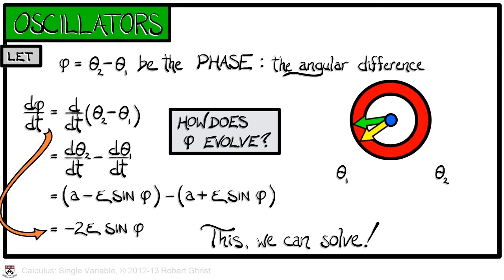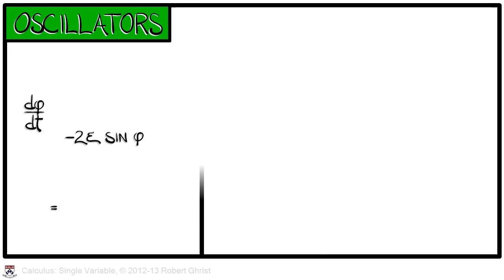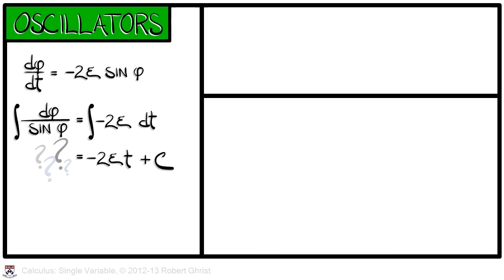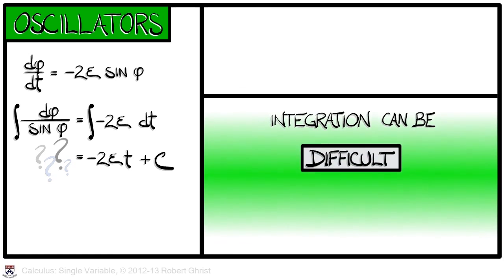Notice this is a differential equation that we can solve. d phi dt is negative 2 epsilon sine phi. So let's try to solve it and see what happens. If we use separation, we get d phi over sine phi equals negative 2 epsilon dt. And now we integrate both sides. What do we get? Well, on the right-hand side, we get, clearly, negative 2 epsilon t plus a constant. On the left-hand side, well, we need to integrate the cosecant.